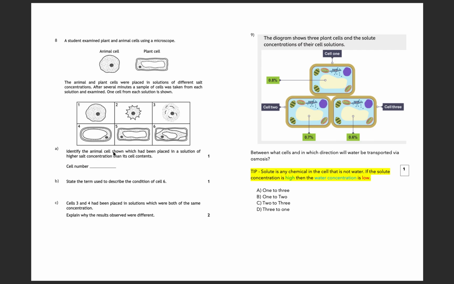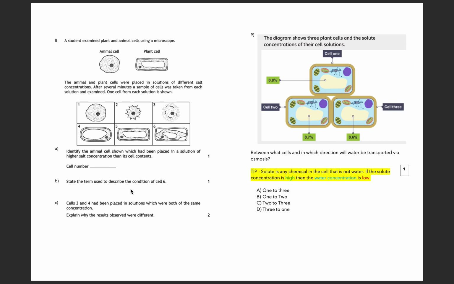Now it says an animal cell, so you should highlight that. So which one here shows the animal cell that water has moved out of? So it's gotten smaller. You're looking for the one that's gotten smaller, and it should have been 2. As you can see, the cell contents have gotten less, and the cell membrane is shrunken, and the whole cell is actually shrunk as a result. So it should be 2.